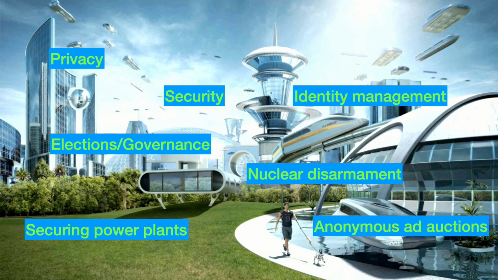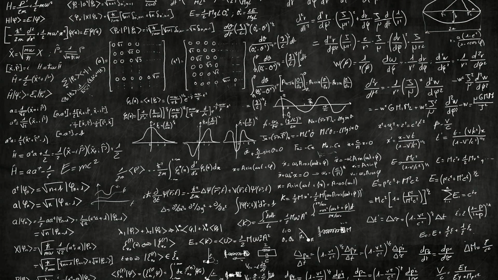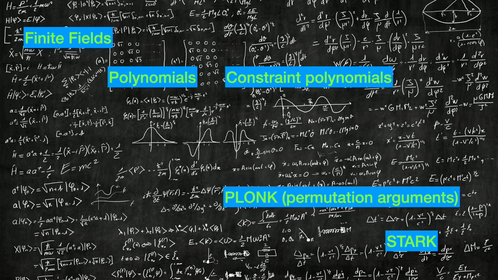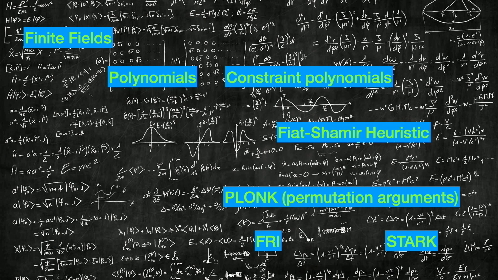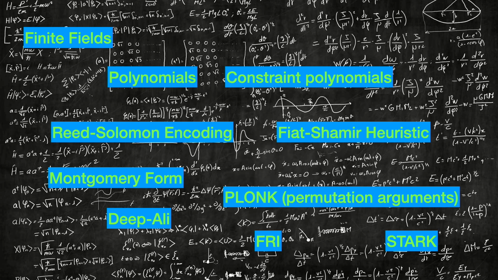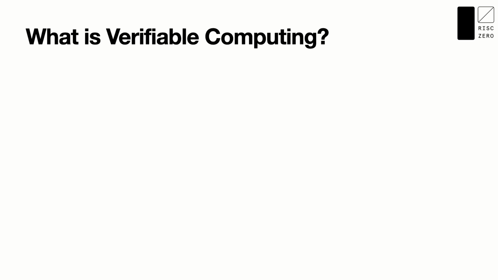But a lot of times when we try to dive into this space, the world kind of looks like this. All right, with all these terms such as SNARKs, or finite fields, or PLONKs, or polynomials. Well, it sounds like math. Constraint polynomials. And Fiat-Shamir heuristics, or FRI, or Montgomery form, or DEEP-ALI, and I think you get the point. This seems to be a very complicated space, but what is verifiable computing?